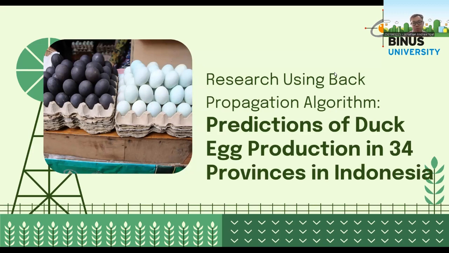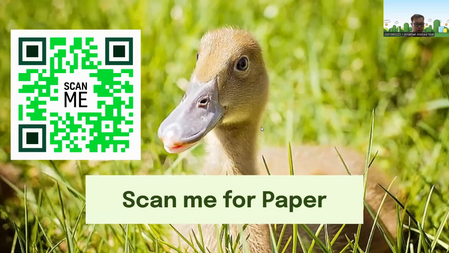Now we'd like to present our paper with the title Research Using Backpropagation Algorithm, Predictions of Duck Egg Production in 34 Provinces in Indonesia. Next. You can scan this barcode QR code to see the full version of our paper.